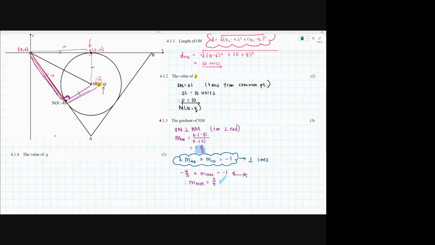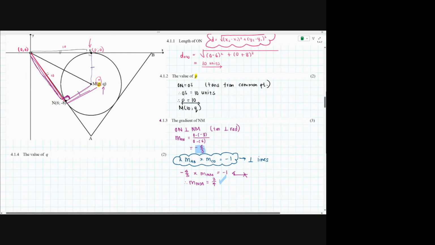Right, 4.1.4 asks for the value of Q. So Q, remember, is the y coordinate of our center. And again, think about the fact that you have just done a whole bunch of questions, gotten a whole bunch of answers, see how it helps you. Okay, now, if we could somehow figure out how far down the y-axis Q is, that would be great. Similar to how we worked out P, that would be awesome. But we can see that there's no real coordinate that lines up with that. That's a bit of a problem.